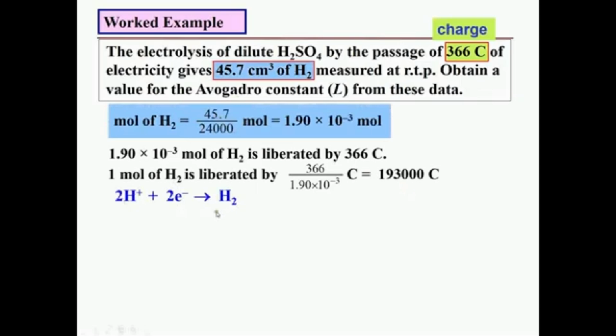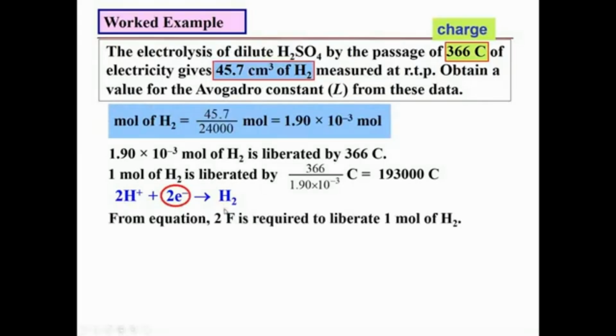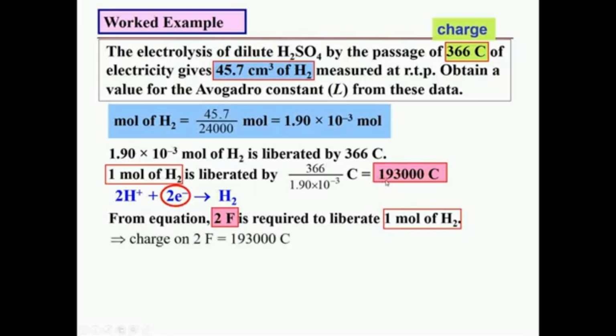This is the equation to show how hydrogen gas is liberated when sulfuric acid undergoes hydrolysis. 2 moles of H plus pick up 2 electrons to give hydrogen gas. So from the equation, we have 2 Faraday required to liberate 1 mole of hydrogen gas. From the data given, 1 mole of hydrogen gas is liberated by 193,000 coulomb, which means therefore the charge of 2 Faraday is equal to 193,000 coulomb.